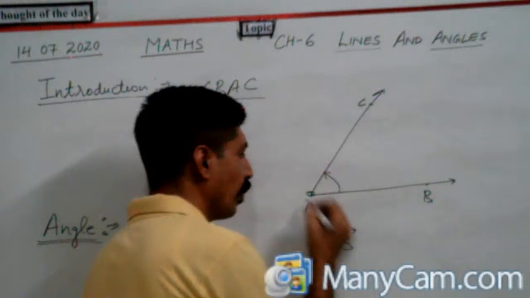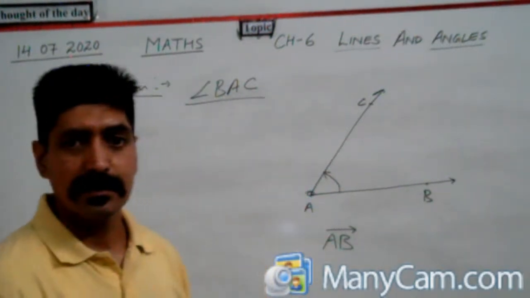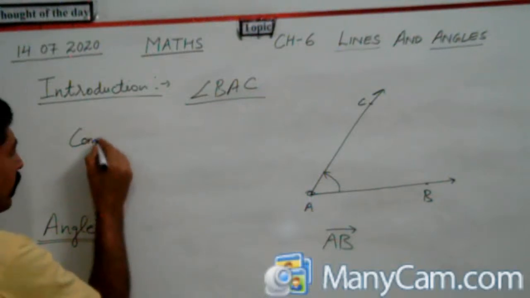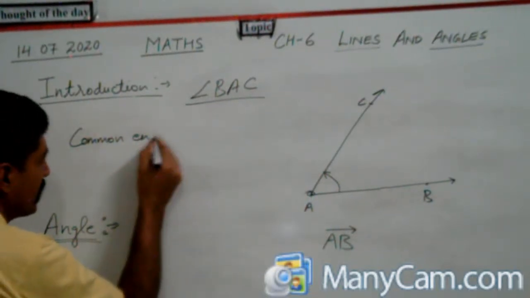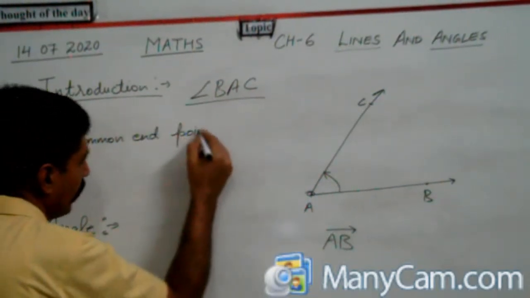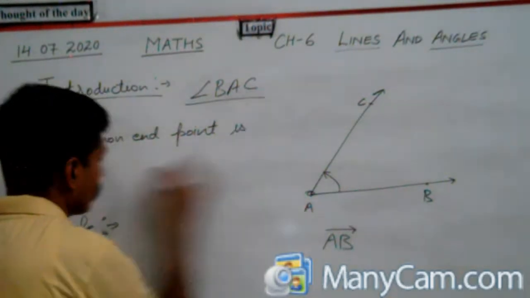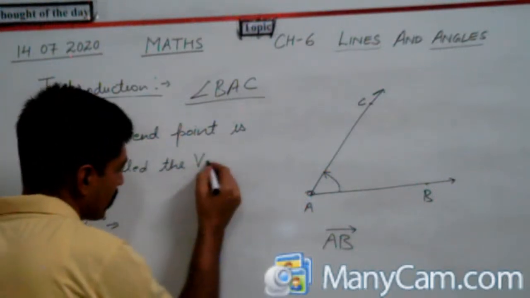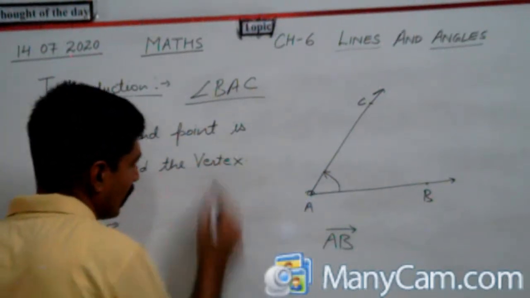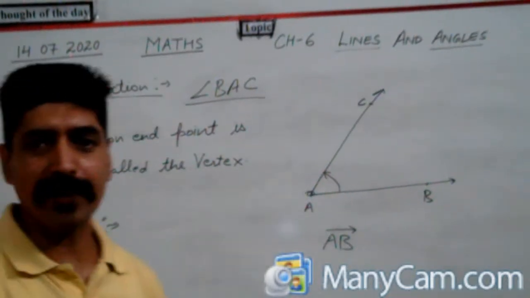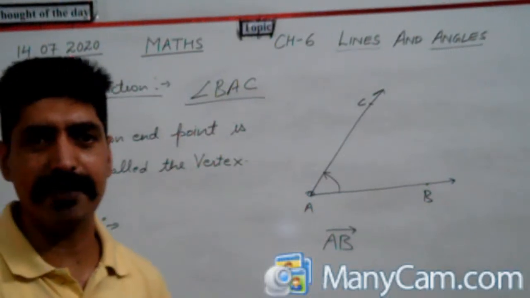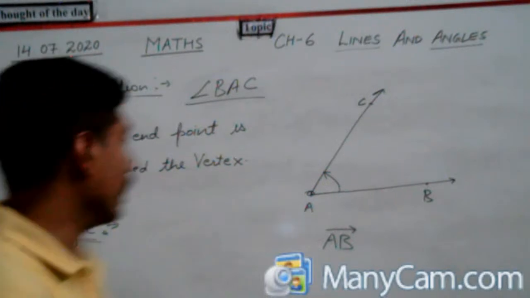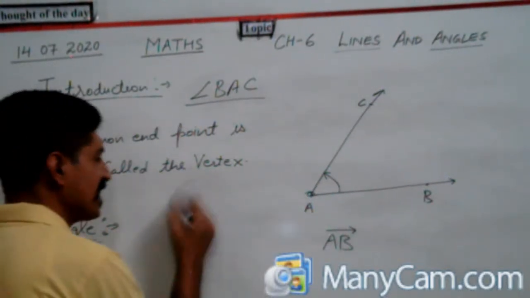So this is the vertex, the common end point. The common end point is called the vertex. Like in the example of triangles, we say a triangle has three vertices. Vertices means corners. You can also note down that vertex means corner.